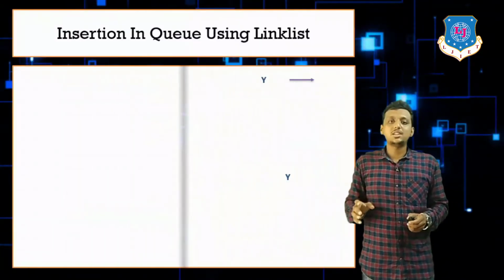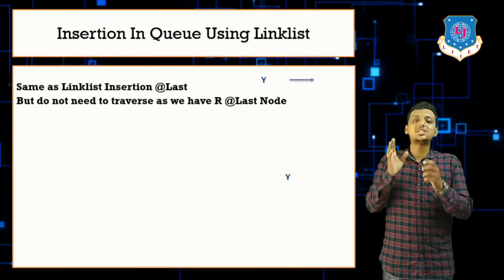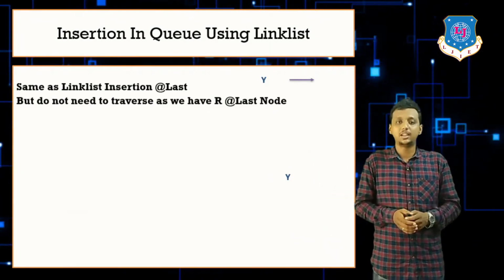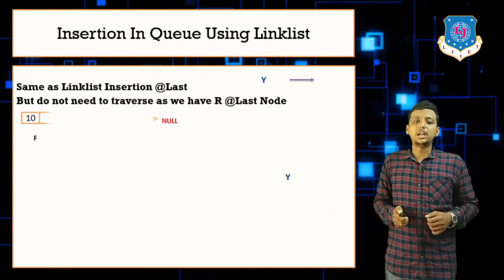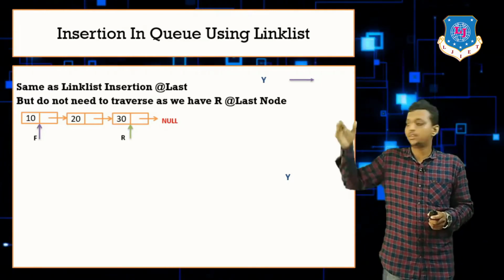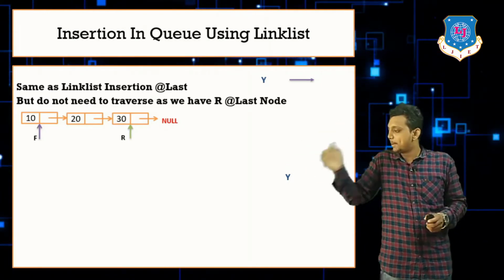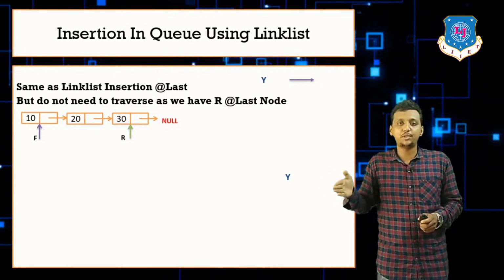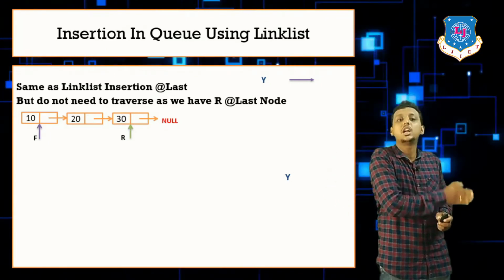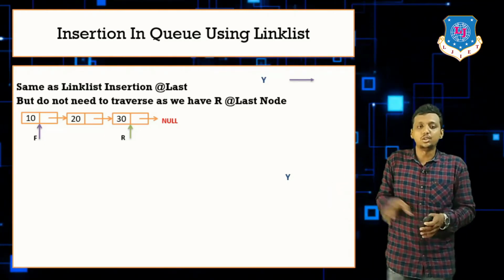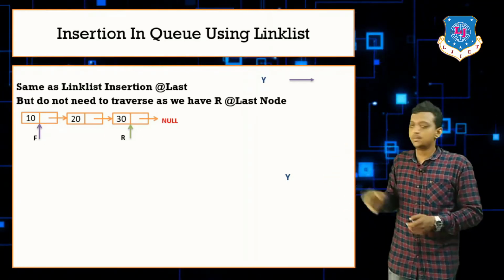Fine. So students, insertion in simple queue is similar to the insertion at last in a single linked list. But here we have the convenience that we do not need to traverse from the first node to the last node because we have the pointers for both sides. At the first side we have the front pointer, and at the last side we have the rear pointer. So we do not worry about traversing. We just need to focus on our algorithm only.